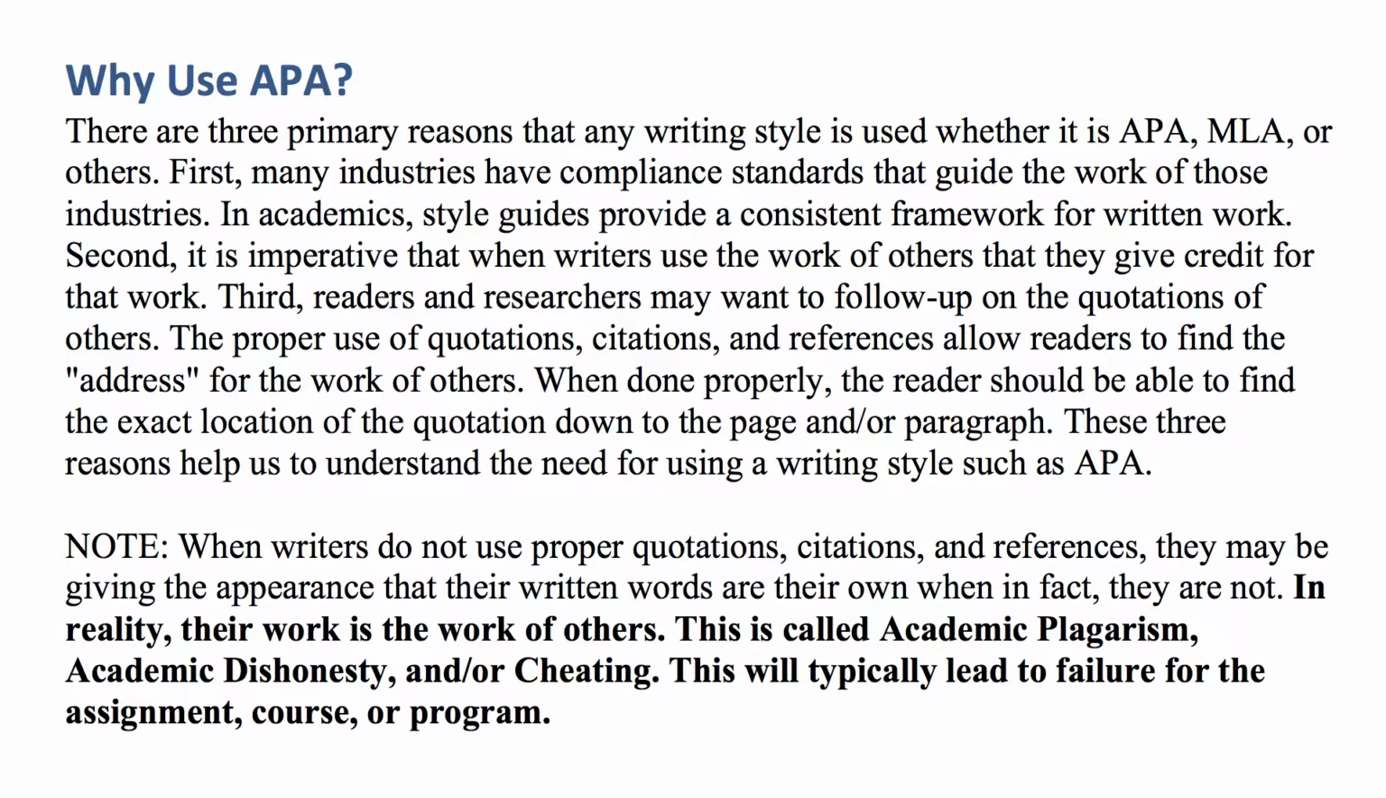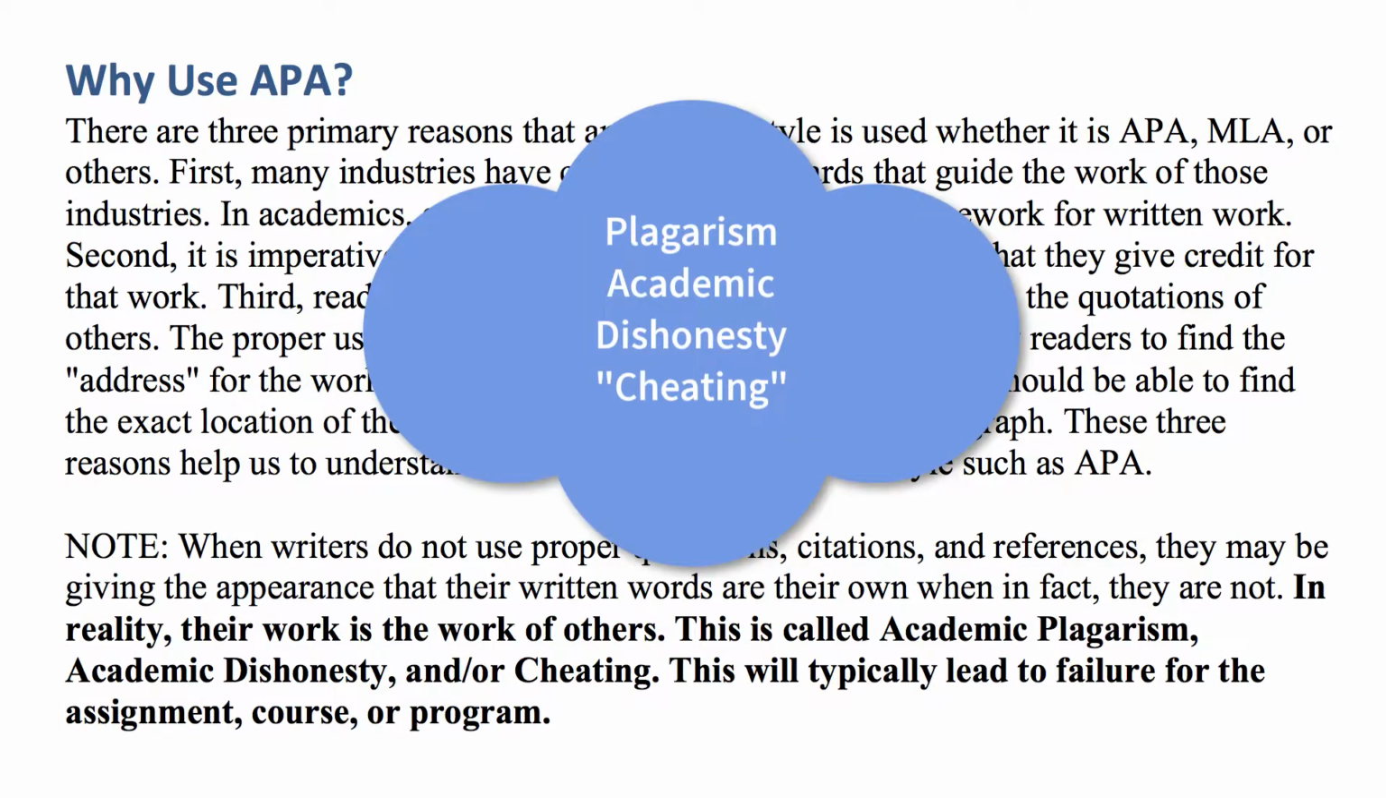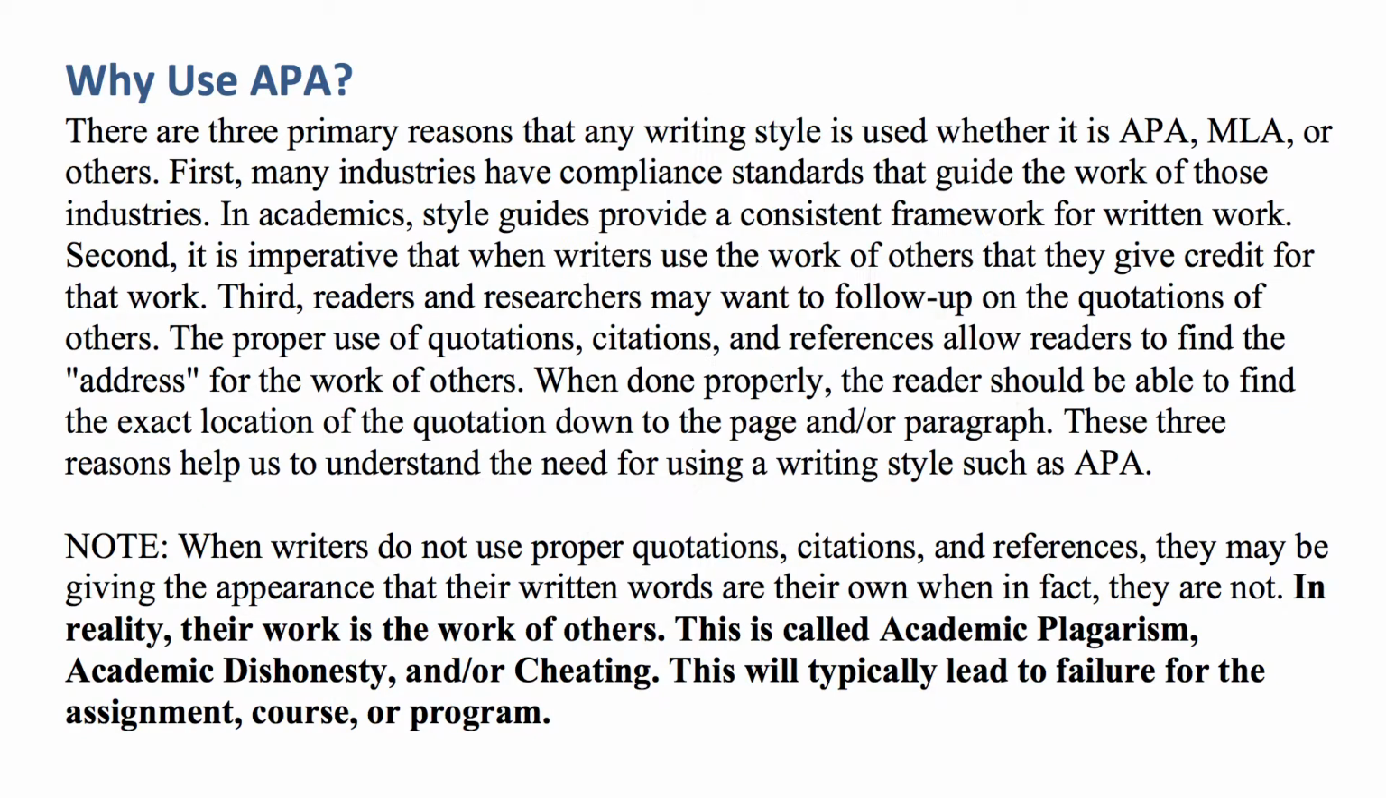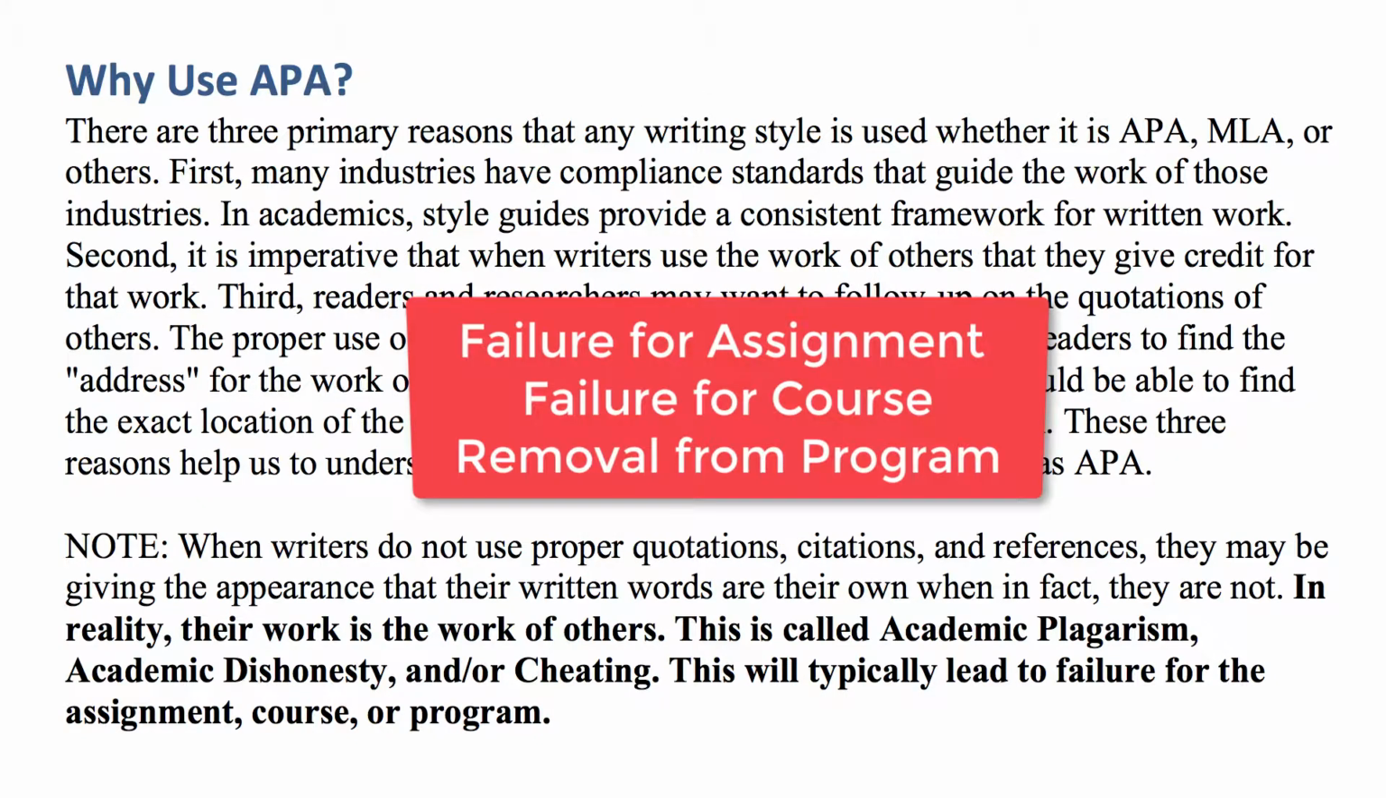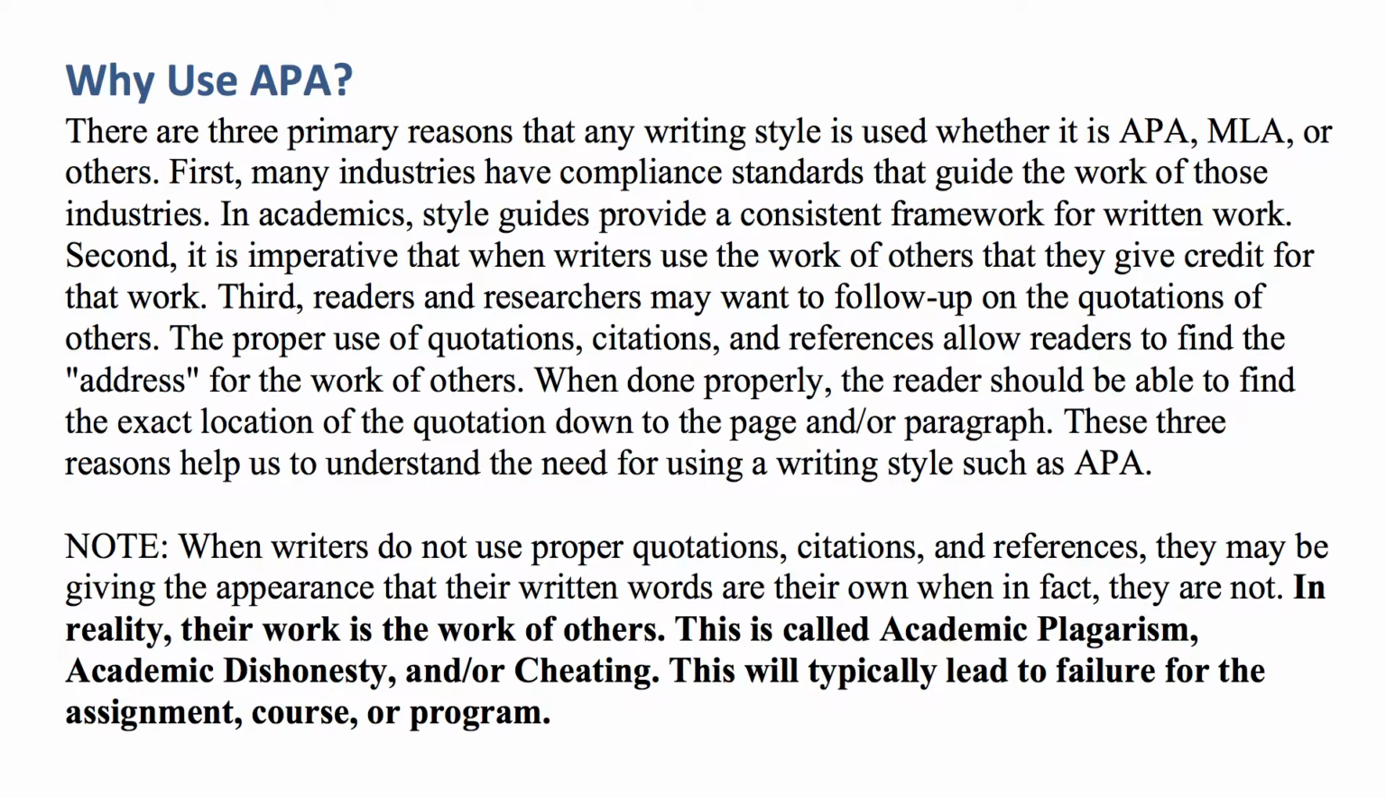Lastly, we can't emphasize enough that if you use other people's work and you don't cite it and reference it, you're describing this work as your own. We call this academic plagiarism, academic dishonesty, or we call this cheating. And this will typically lead to the failure for the assignment, the course, and the program. We can't emphasize this enough.